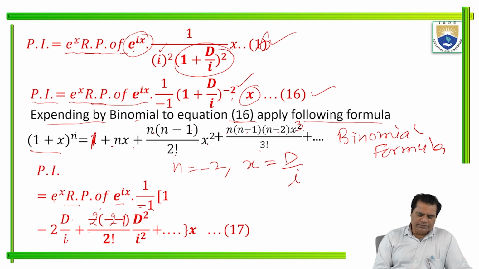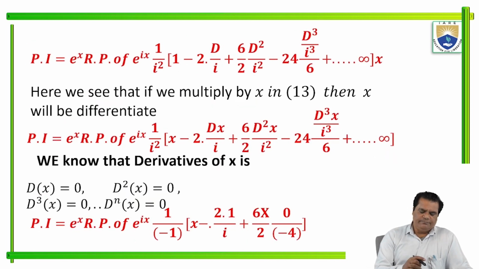So now, this is minus 3, this is minus 2. So this is plus 6. This is minus 2. And similarly we can write here. So the next result is here.